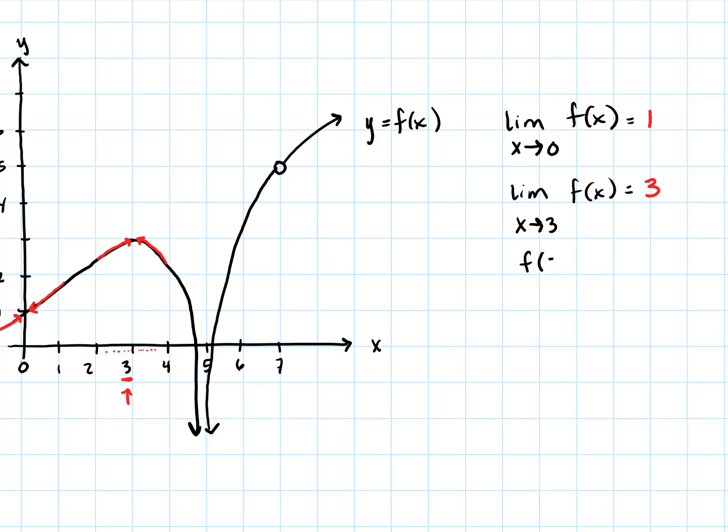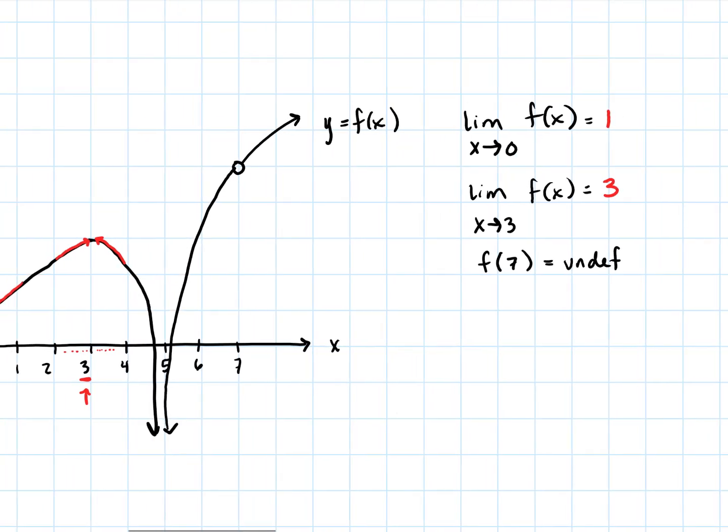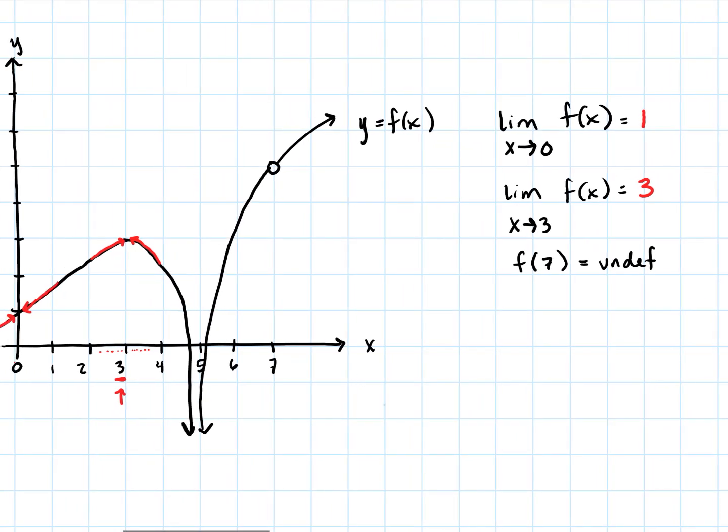to f of 7, it is undefined. The function isn't defined right there. So right there at 7, if we were to try to say what is the output value, the function value there, it's an open hole. It's a hole on the graph. So it is actually undefined at that particular point.